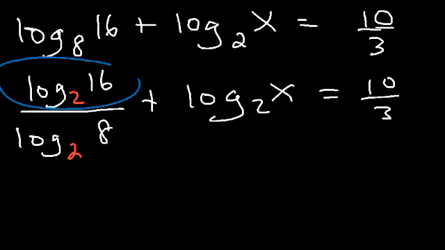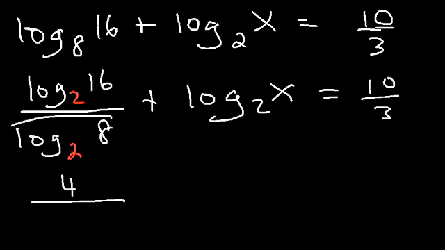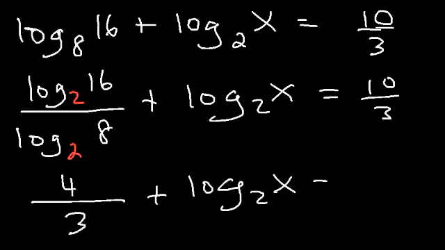Now let's simplify this expression. How many 2's do we need to multiply to get to 16? 2 raised to the what power is 16? 2 to the 4th power is 16. You need to multiply 4 2's to get to 16. So the top part is 4. And you need to multiply 3 2's to get to 8. So log base 2 of 8 is 3. So we have 4/3 plus log base 2 of x is equal to 10 over 3.